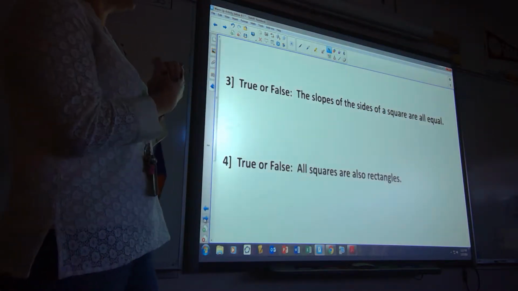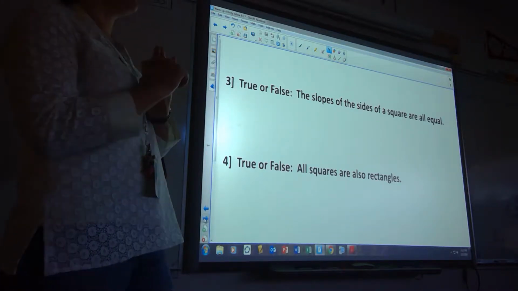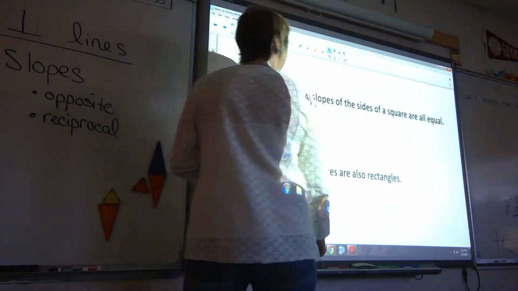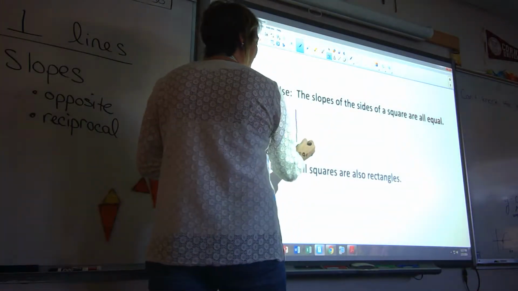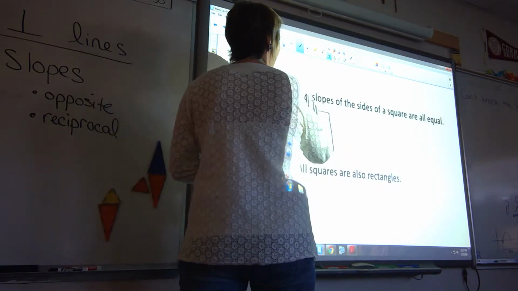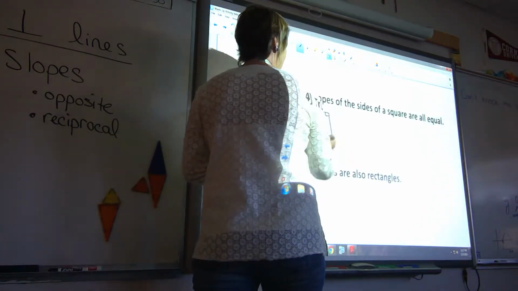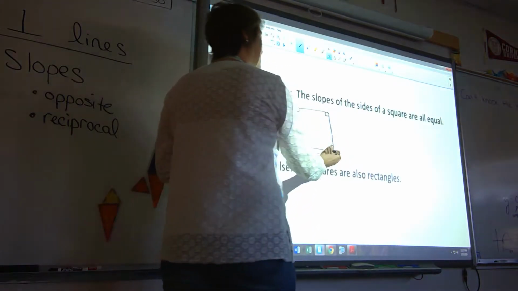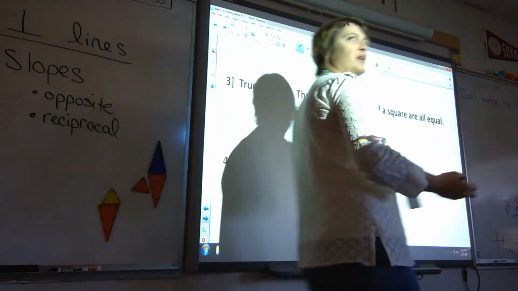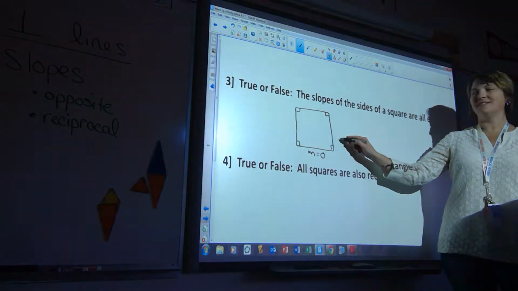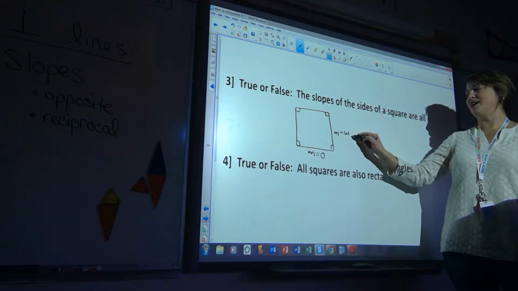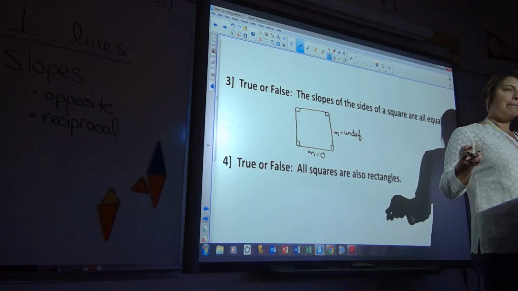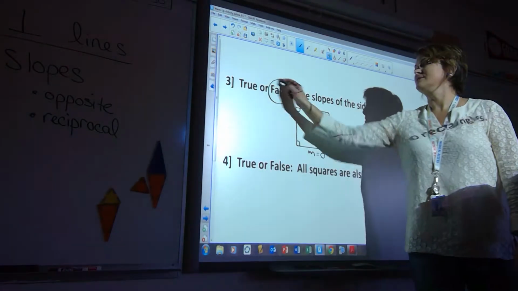All right, true or false? The slopes of the sides of a square are all equal. True. No. False. That's not how slopes work. Whoa, I tricked y'all with that. How about I draw a regular old square with horizontal and vertical lines? Wouldn't the slope of a horizontal line be constant, 0? What's the slope of a vertical line? Undefined. Are those all the same? Is 0 the same as undefined? No. So this is false.